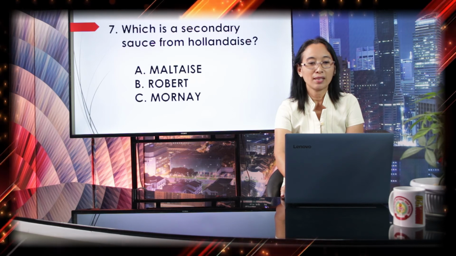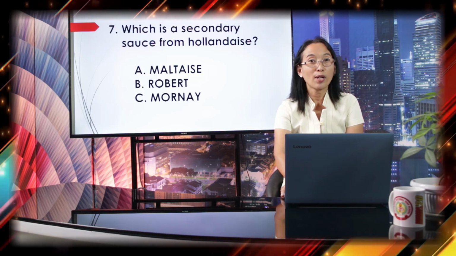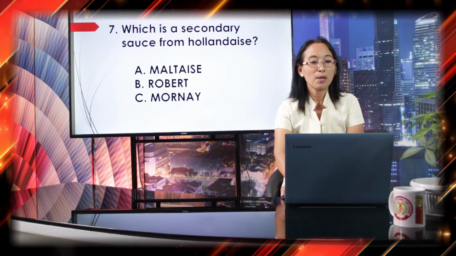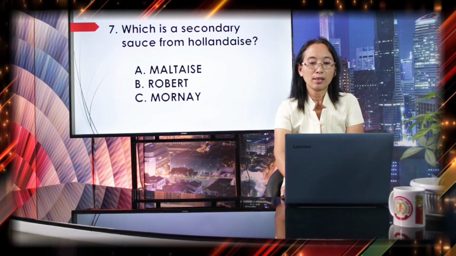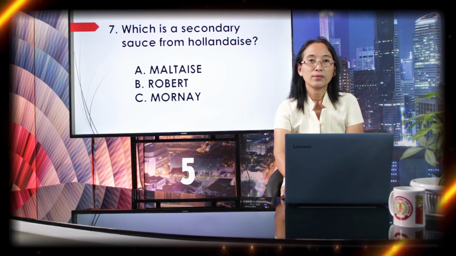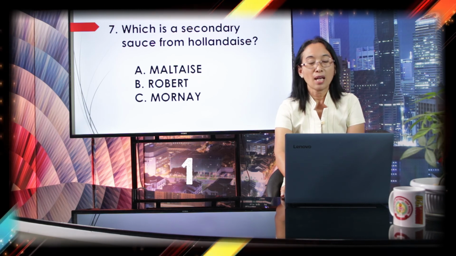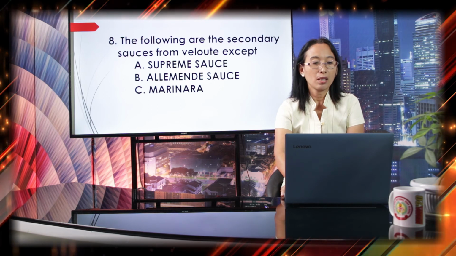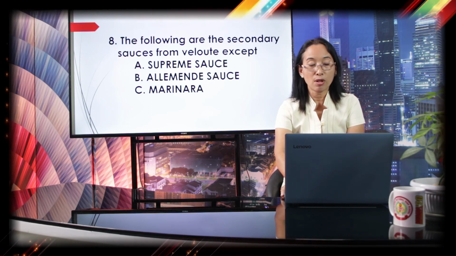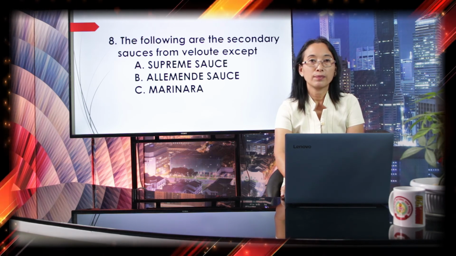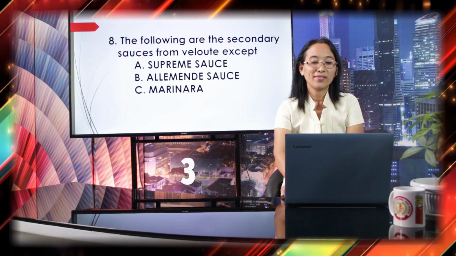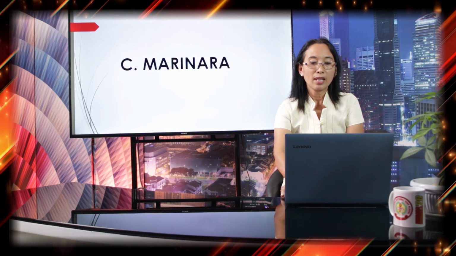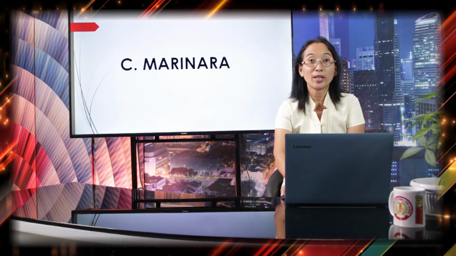Question number 7. Which is a secondary sauce from hollandaise? A. Maltese. B. Robert. C. Mornay. Time is up. If your answer is A. Maltese, then you are correct. Question number 8. The following are the secondary sauces from veloute except A. Supreme sauce. B. Allemande sauce. C. Marinara. Time is up. If your answer is letter C. Marinara, then you are correct.